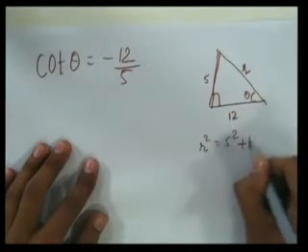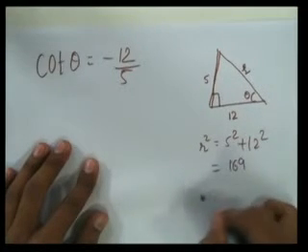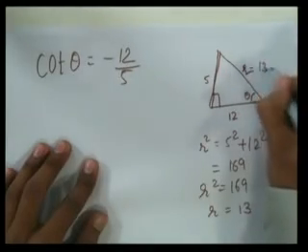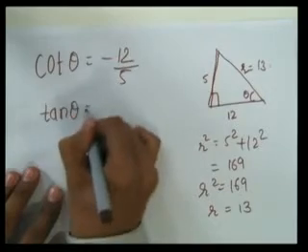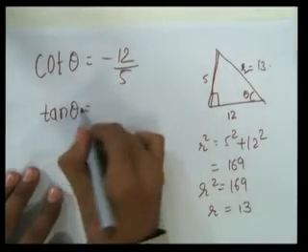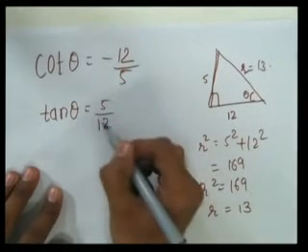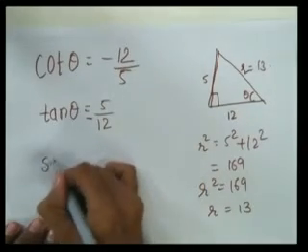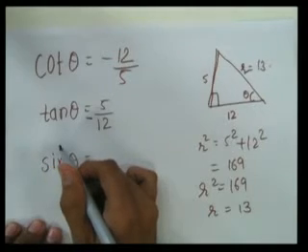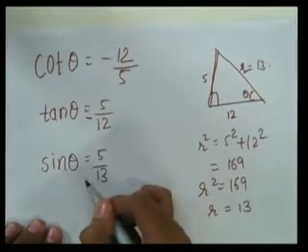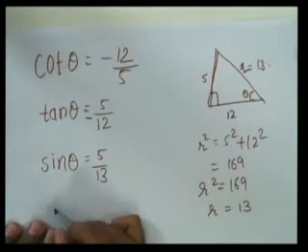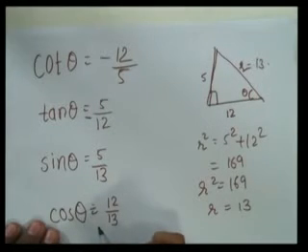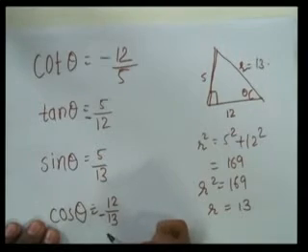So r square equals 5 square plus 12 square, that is 169. So r square equals 169, r equals 13. So we can find the other trigonometric functions. Tan theta is 1 by cot theta, or opposite side by adjacent side, that is 5 by 12. As theta lies in the second quadrant, and as we know that in the second quadrant tan is negative. Sin theta equals opposite side by hypotenuse, that is 5 by 13. In the second quadrant, as we know, sin theta is positive. Cos theta equals adjacent side by hypotenuse, that is 12 by 13. In the second quadrant, cos is negative, so the value is minus.